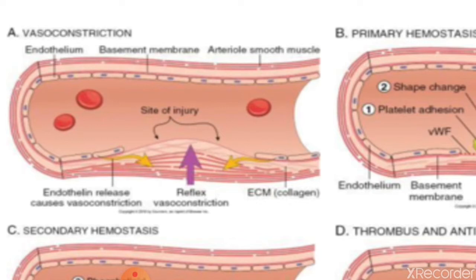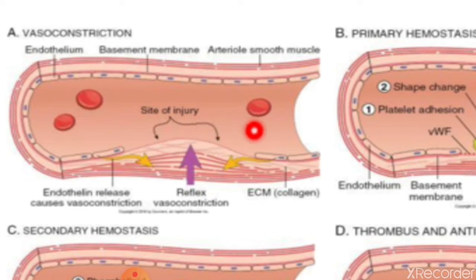And if the platelet plug is not enough to stop the bleeding, it will be very important to strengthen the platelet plug, and this is done by the fibrin thread, which is formed by the secondary hemostasis.